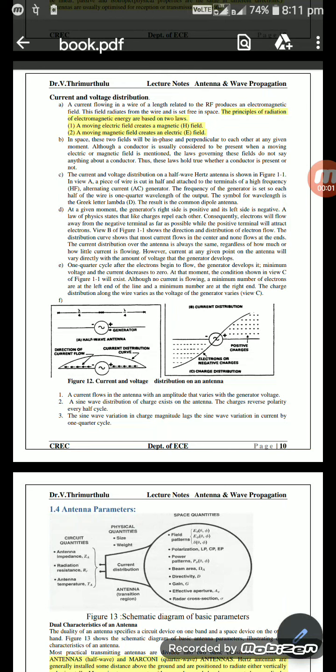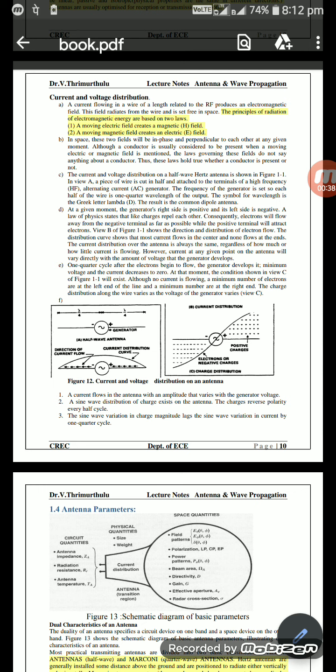Okay guys, next we continue with the second topic: current and voltage distributions for antenna wave propagation. There are mainly block diagrams for the current and voltage distributions. These involve two moving fields: the moving electrical field creating a magnetic field, and the electrical field. The electrical field is E and the magnetic field is H.